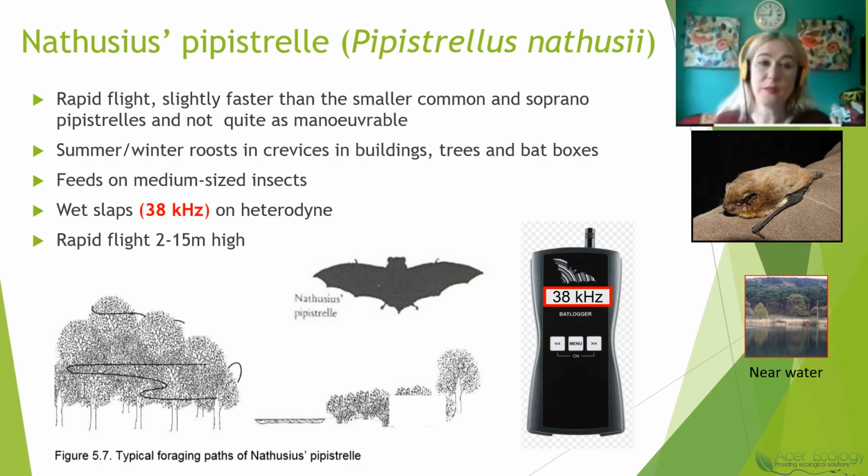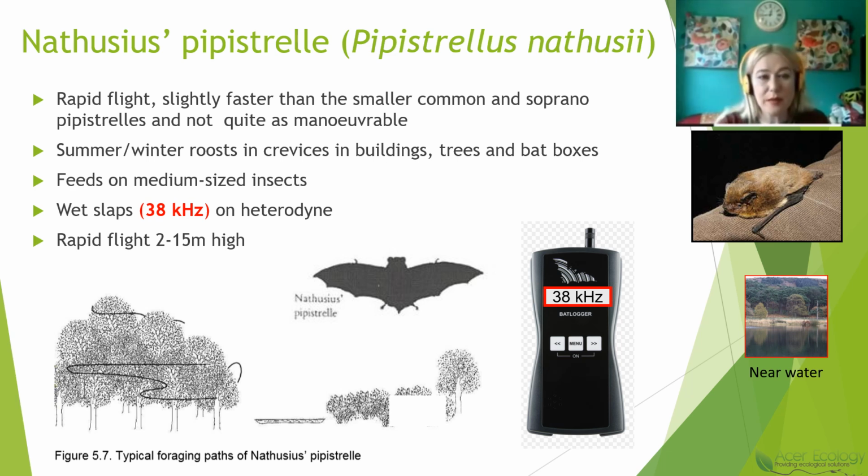Moving on to Nathusius' pipistrelle. This is a tree-dwelling species, so we will rarely have that coming out from a building. I've never had a Nathusius' roost in a building, but that's not to say that they never exist. The only thing important for you to know is that they echolocate at a slightly lower frequency. It sounds about the same as the other two pipistrelle species, but if you've got something down at 38 kilohertz, then you probably have a Nathusius'.